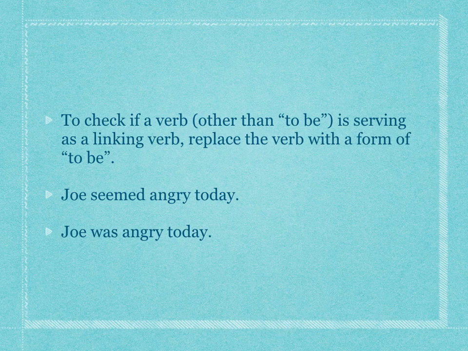For instance, Joe seemed angry today. Seemed is our linking verb. Let's test it. Joe was angry today. Was is our linking verb. So they mean the same thing. Replacing the linking verb seemed with the word was gives us the same meaning to the sentence. Therefore, we know that seemed is our linking verb.